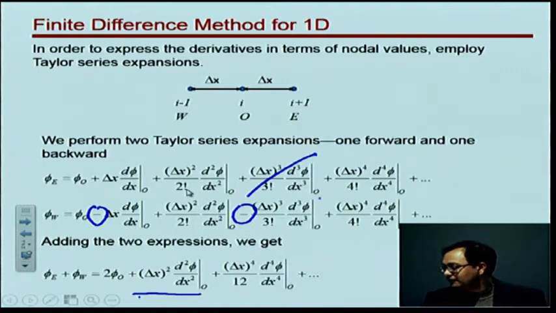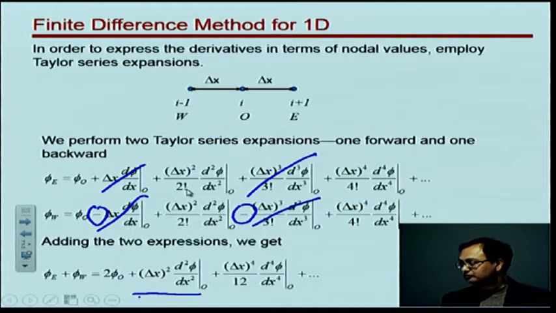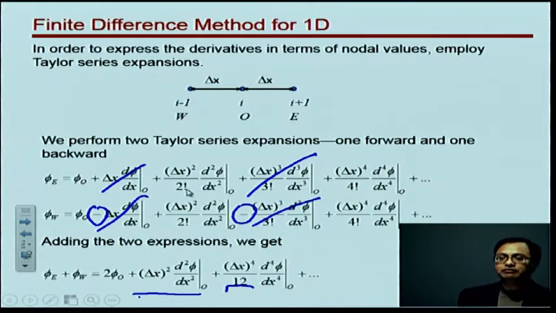The fourth derivative again gets added up. 1 over 4 factorial is 1 over 24. So 1 over 24 plus 1 over 24 gives you 1 over 12. So you have delta x to the fourth divided by 12 times d4 phi dx to the fourth, and so on. The next term will be the sixth order term. The fifth order would cancel out, and so on. Okay, everybody get that?